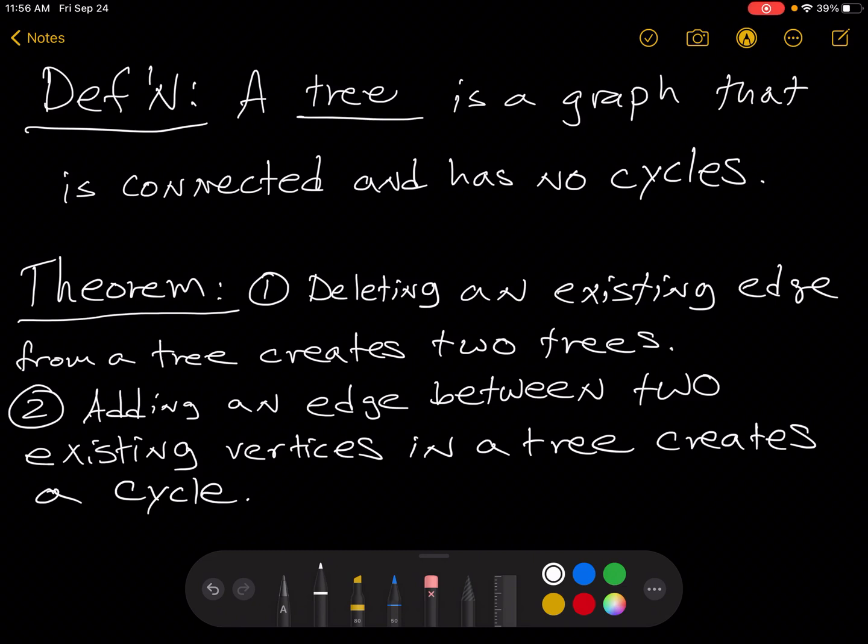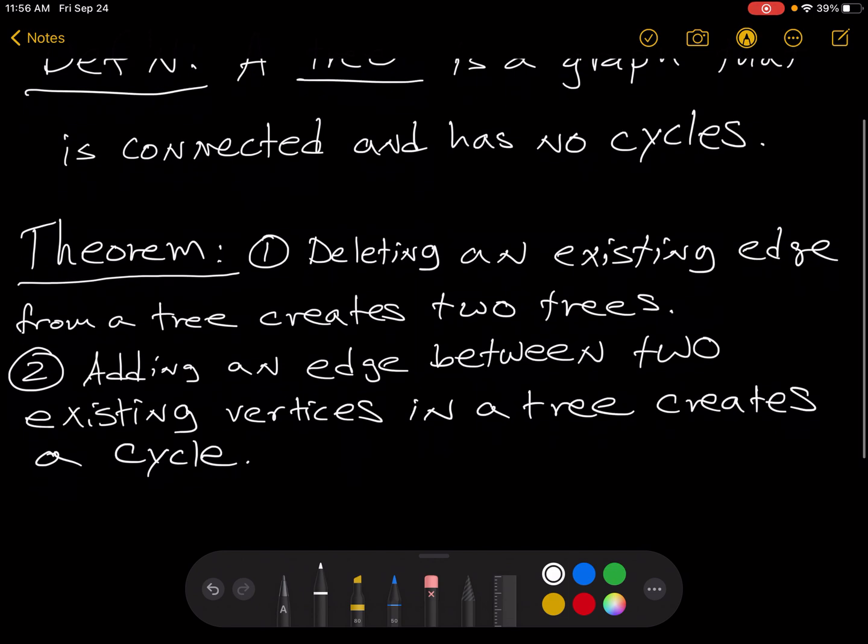A tree is a graph that is connected and has no cycles. An important theorem about trees is listed here, and this theorem gives two properties about trees. The first property is that if you delete an existing edge from a tree, this creates two trees. And the second property is that if you add an edge between two existing vertices in a tree, this creates a cycle. So let's see what this means.